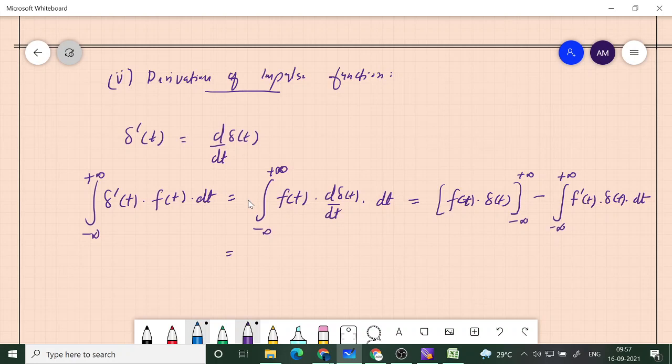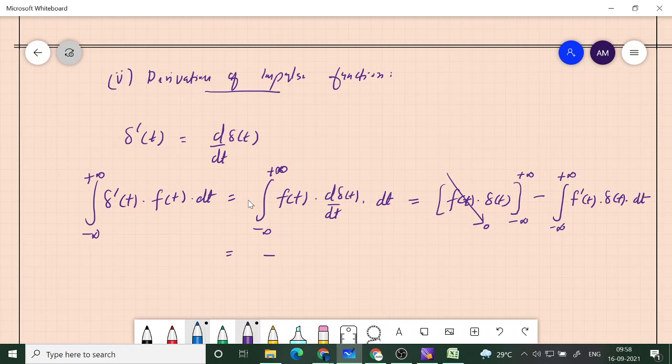Now what is the answer if you apply plus infinity here? Delta of t is 0 at plus infinity and delta of t is 0 at minus infinity, so both limits are going to be 0. So the first term contributes nothing, it is equal to 0, because at both limits you have delta of t equal to 0, and 0 multiplied by whatever the function value is, that is 0. So then we have minus. Now if I look at the second part, you can apply the sampling property of the delta function.